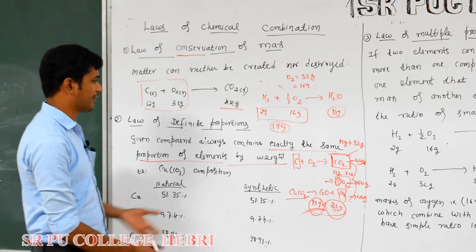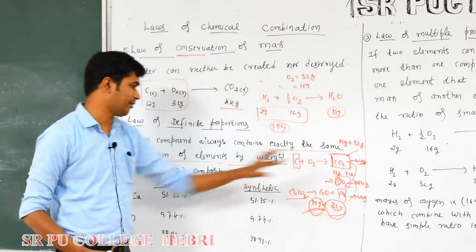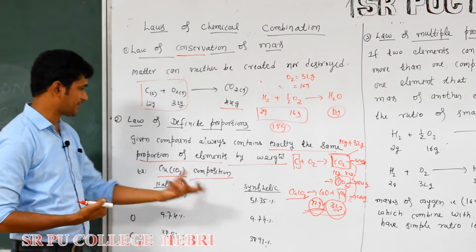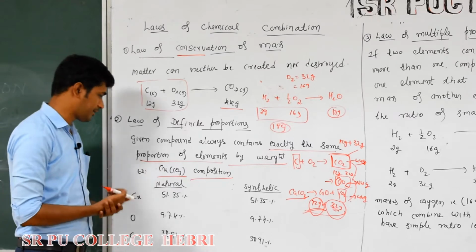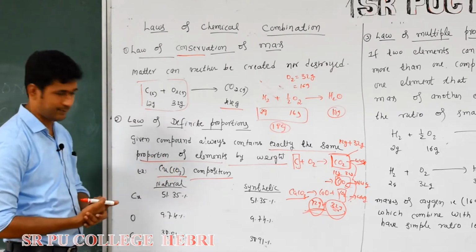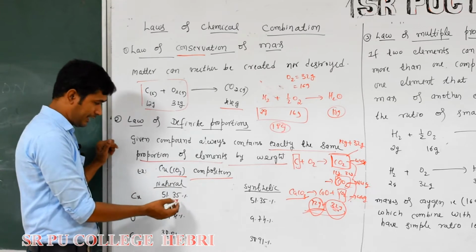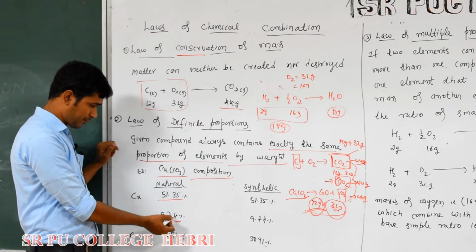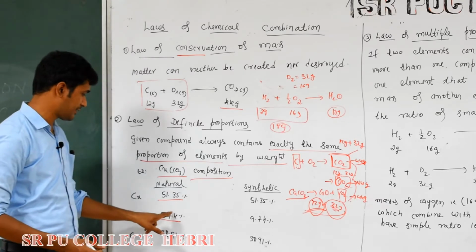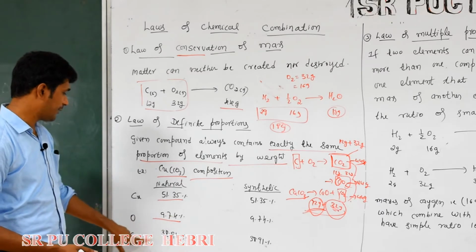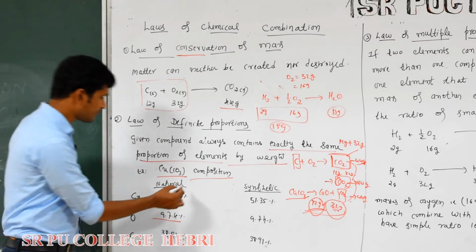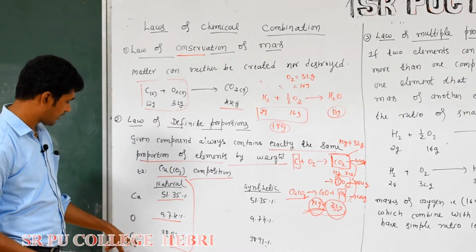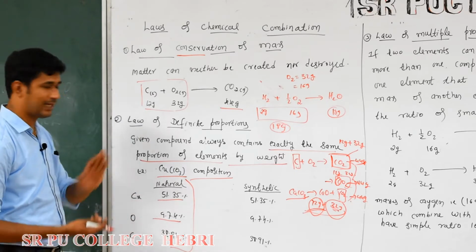One example, you can write any example. This one also you can write, or this one you can write. Cupric carbonate. It's naturally available as well as a synthetic compound. By treating copper sulfate with calcium carbonate, you will get cupric carbonate. The natural cupric carbonate contains 51.35% of copper, 9.74% of oxygen and 38.91% of carbon. So this is the composition of copper, oxygen and carbon in naturally available cupric carbonate.